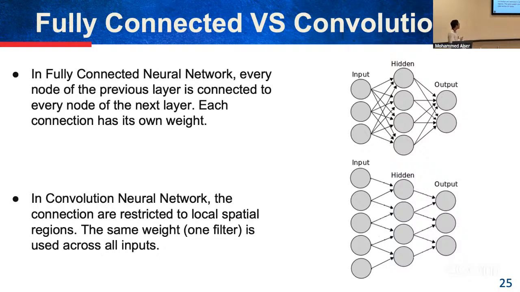In a convolutional neural network, you can think of this as a feature extractor or a filter. The same filter is being used here at every node. Just the inputs are different: input 1, input 2, input 2, input 3. The inputs are different, but this filter is the same for all the nodes here.